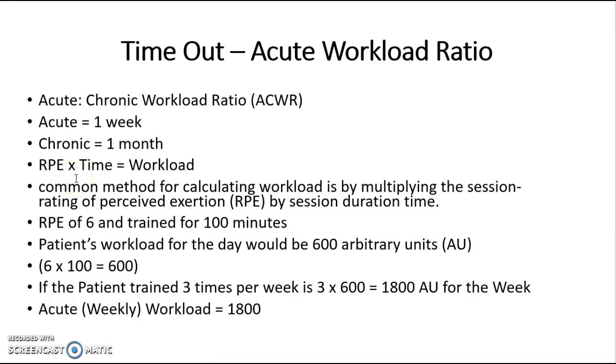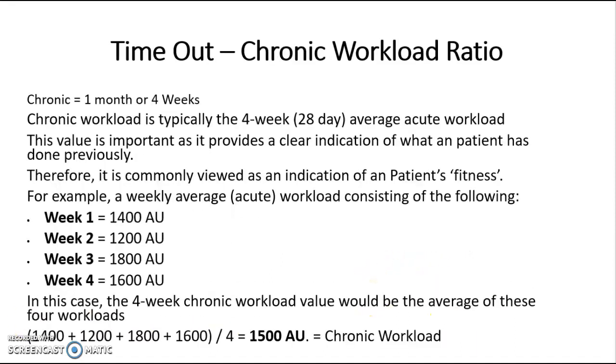So we're going to talk in terms of arbitrary units, and we're talking about the rate of perceived exertion out of 10, and then how many minutes you train for. So for instance, if you trained rate of perceived exertion 6 out of 10 for 100 minutes, that would give you an arbitrary unit of 600. If you did that 3 times a week, that gives you a score of 1,800 arbitrary units. So if we're going on to that, how many units are you doing weekly?